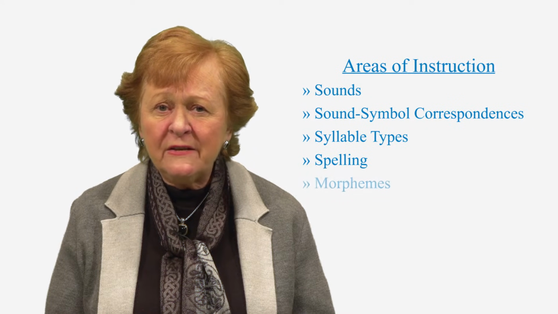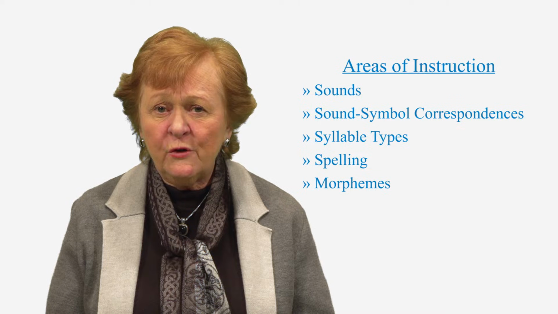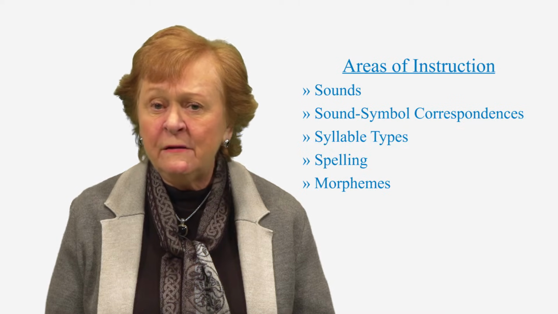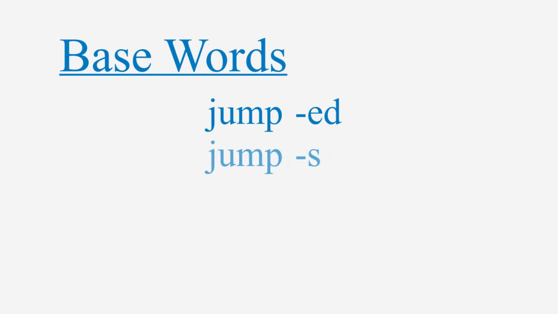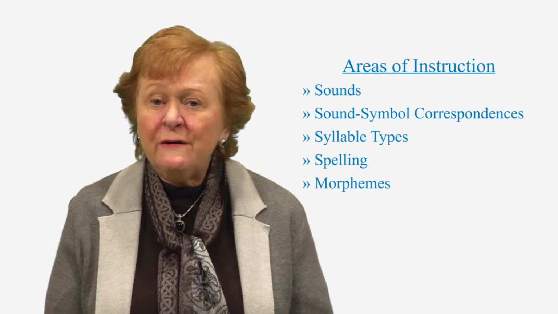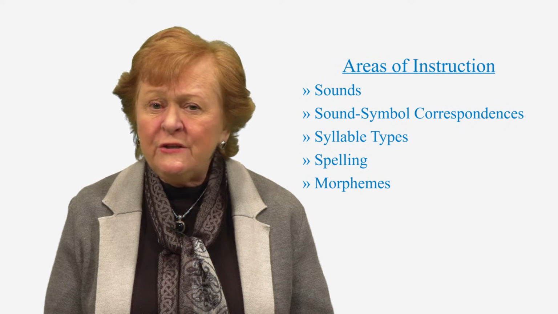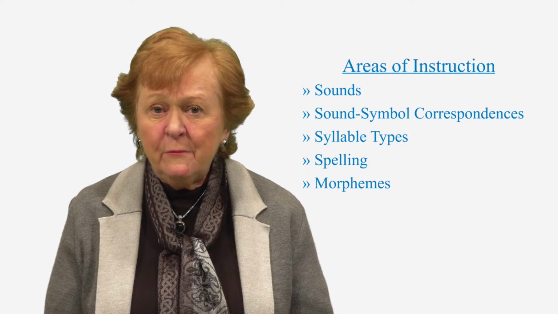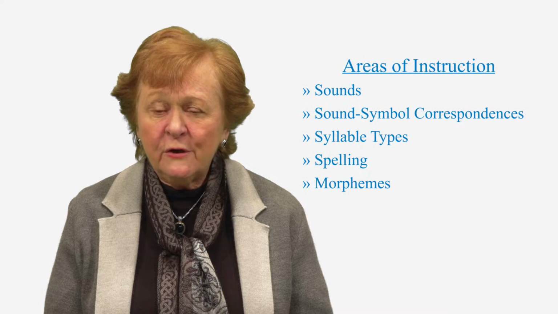We also have to be cognizant of the morphemes that we find within words. Morphemes, of course, are meaning units. We immediately ask our students to read base words, and then we add endings, inflectional endings like ed, s, ing. And then we move to more advanced morphemes. We do this not only for the reading of words, but also to unlock the meaning of words.